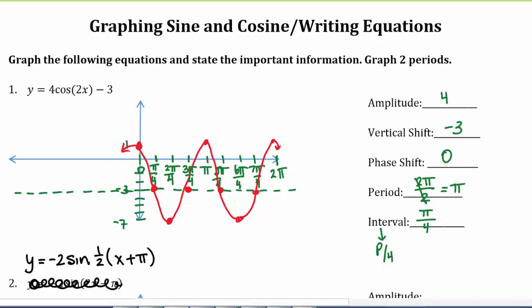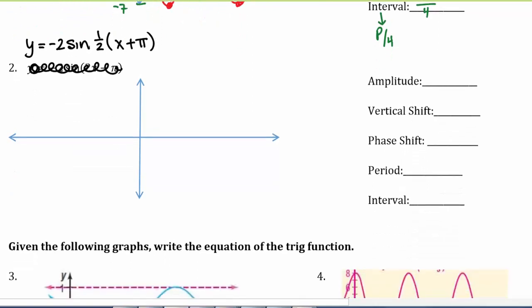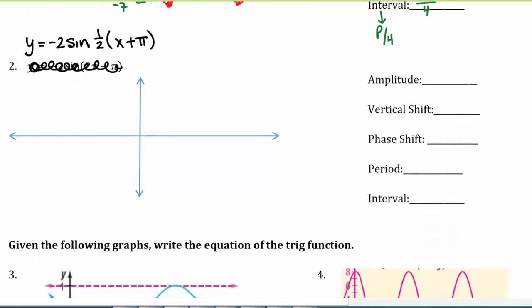So number 2, I want you to do a different example than what is there. So cross out what you have, please, and write down this problem. So I have y equals -2 sine (1/2 x plus pi). So let's go through this one. So my amplitude is 2, always positive. My vertical shift is 0 because I don't have anything on the end.